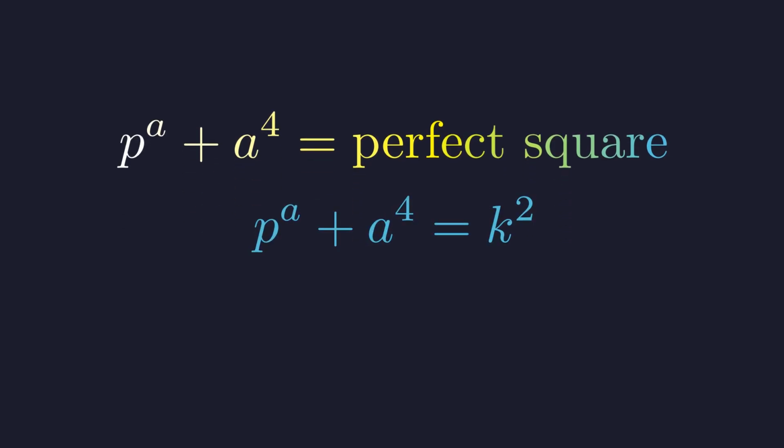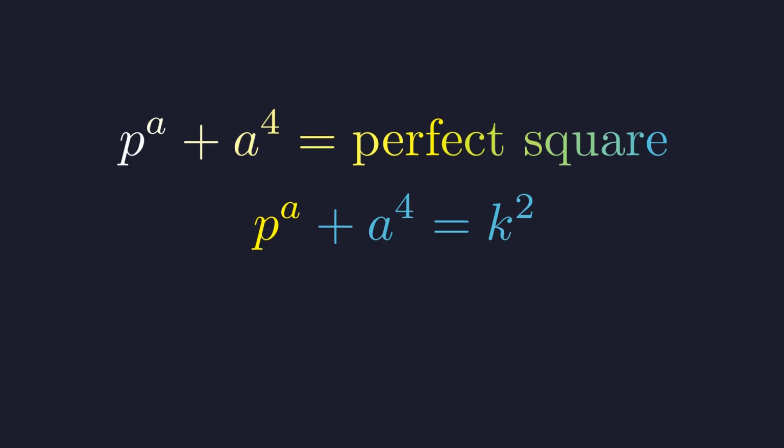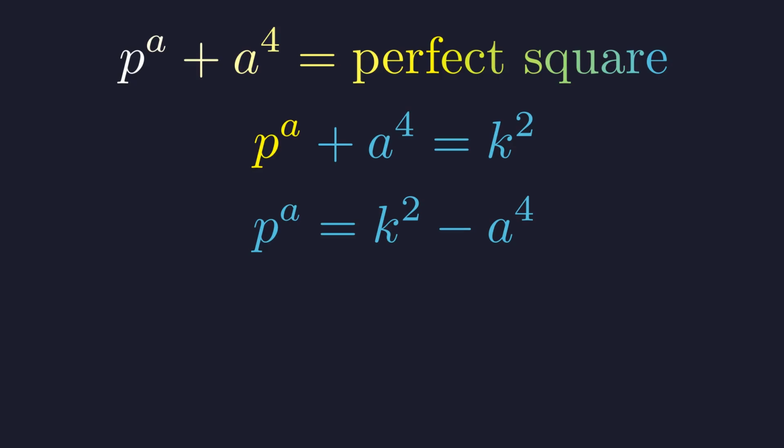We begin by expressing the condition as an equation. p to the a plus a to the fourth equals k squared for some positive integer k. To solve for a and p, a standard approach is to isolate a term to reveal algebraic structure. We will isolate the prime power term, p to the a. Subtracting a to the fourth from both sides yields this revised equation.